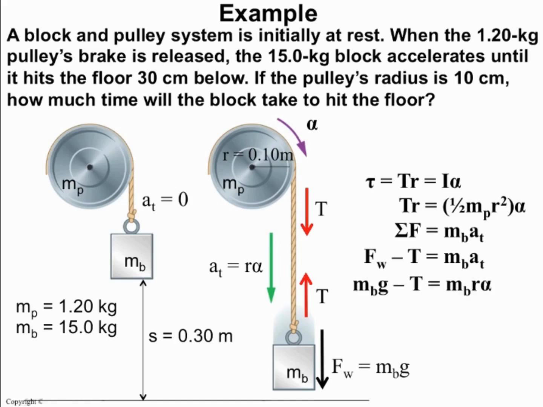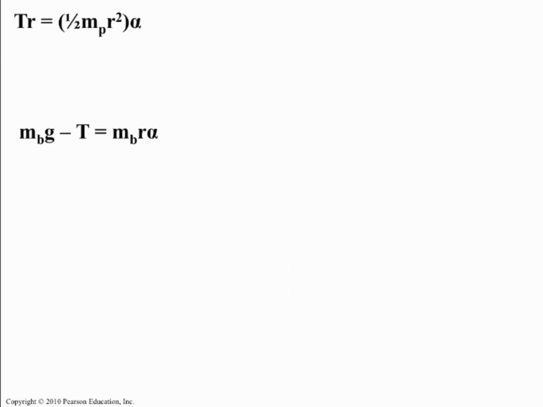All right, and finally, since Fw is mBg, we have mBg minus T equals mB r alpha. Notice we replaced two things here. We replaced Fw with an equivalent expression, mBg, and we replaced a sub t with an equivalent expression, r alpha. Okay, now we are simply carrying those two equations forward. That's all we have here to start out this screen.